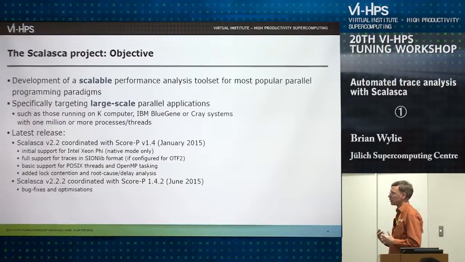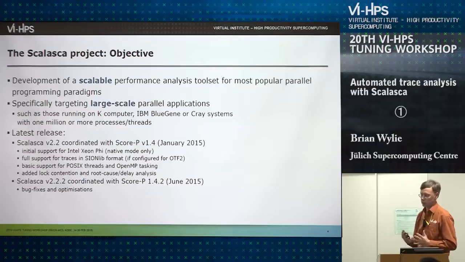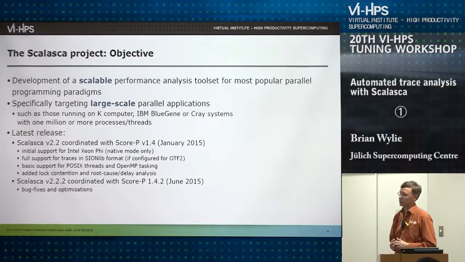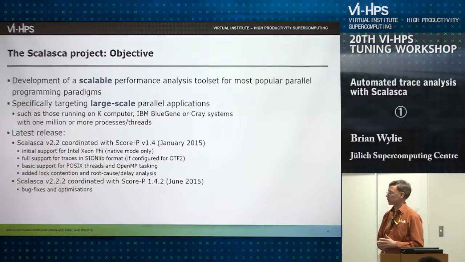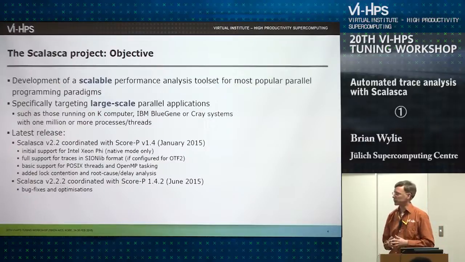So Scalasca was developed with the focus of being a scalable performance analysis toolset supporting the most popular parallel programming paradigms, the MPI, OpenMP that you're familiar with. It's specifically targeted to very large-scale parallel applications, the sorts of applications you have running on K-Computer or on large Blue Gene and Cray systems, where we've been able to use Scalasca with up to 1.8 million processes and threads. These are very large configurations, very challenging configurations, but Scalasca has been able to handle these.